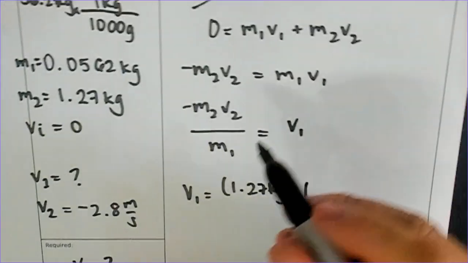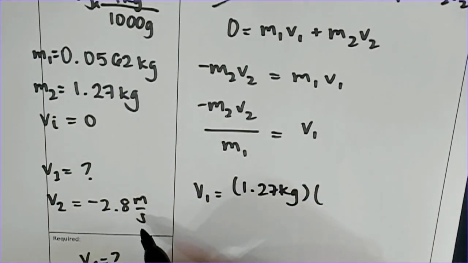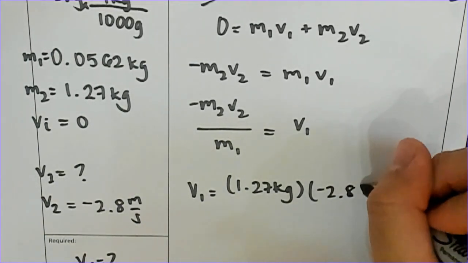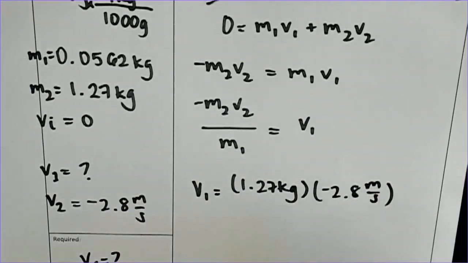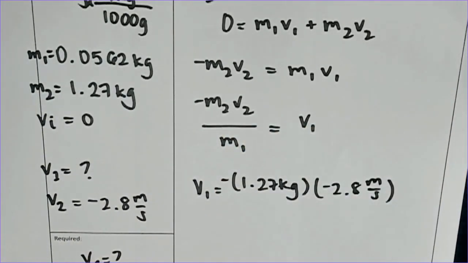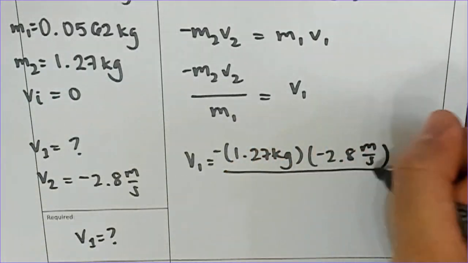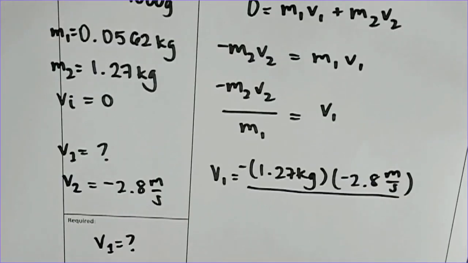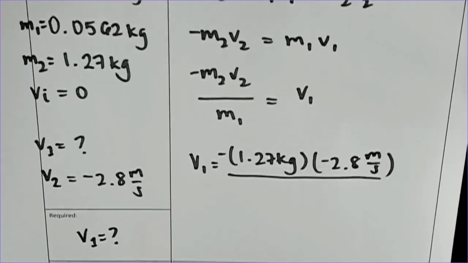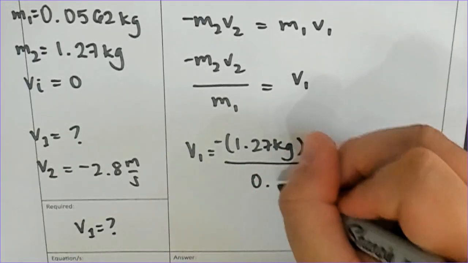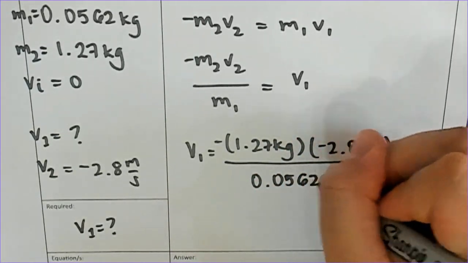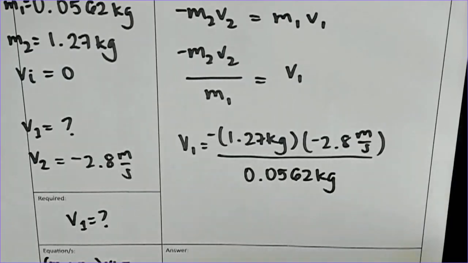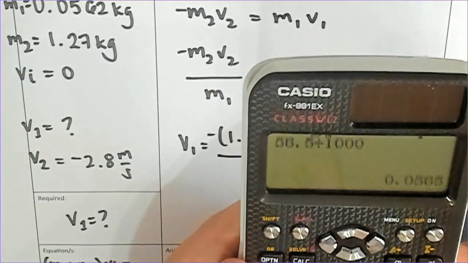1.27 kilograms times V2, which is negative 2.8 meters per second. And we know that the top is negative. All of that will be divided by the mass of the tennis ball, which is simply 0.0562 kilograms. The kilograms from top to bottom will cancel out. You'll be left with meters per second, which is the unit for velocity.